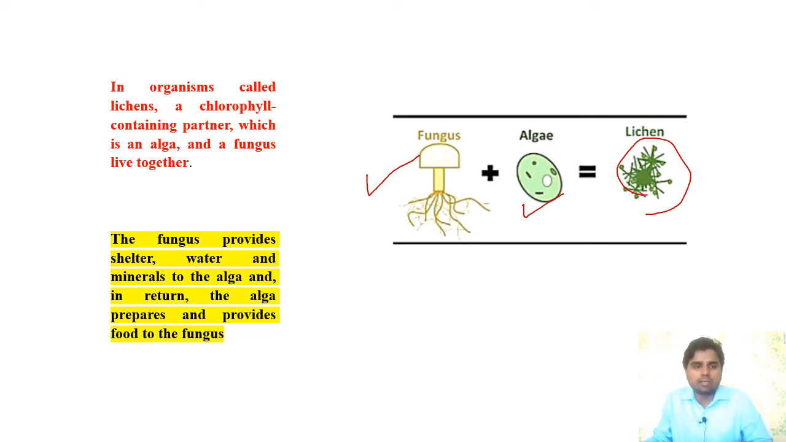So in the organism called lichen, a chlorophyll-containing partner, which is alga, and a fungus live together. From long years ago, we can say that fungus and alga live together and form lichen. So what does fungus provide and what does algae provide? Obviously, algae can make their own food, so algae will provide food to the fungus, and fungus can give shelter or protection to the algae. So in this way they form lichen.